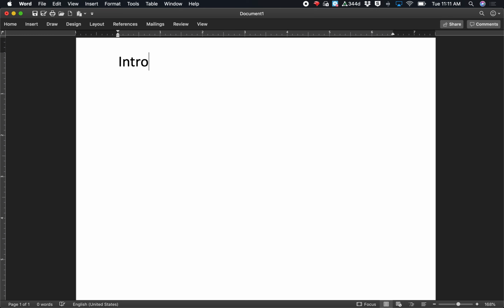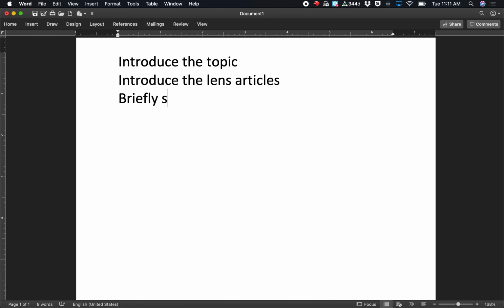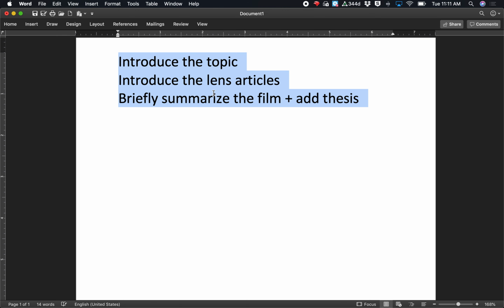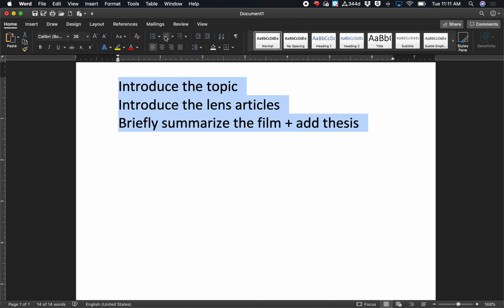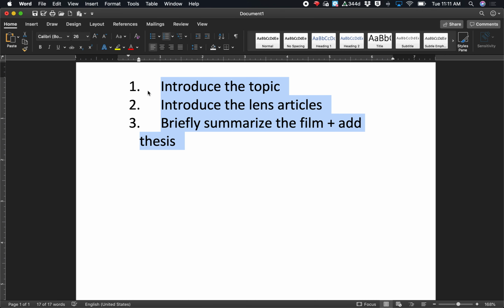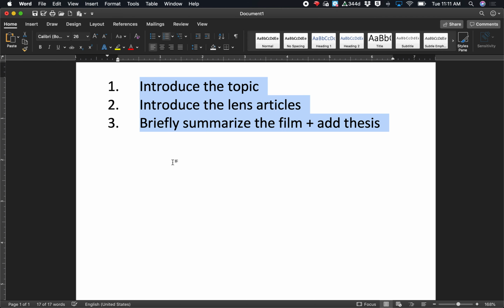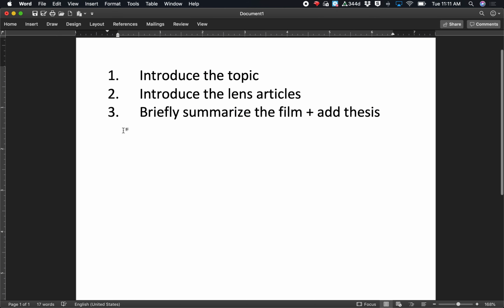So you need to introduce the topic, introduce the, I'll call them lens articles, briefly summarize the film, plus add the thesis. Three sections. That's it. Both of the essays in front of you have those three sections in their introduction.